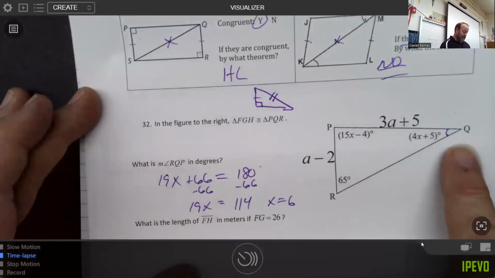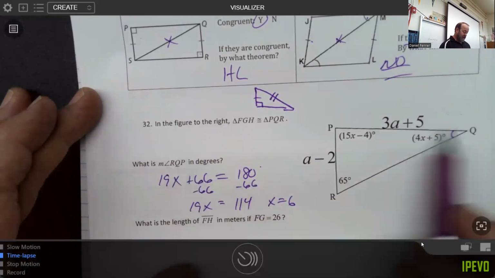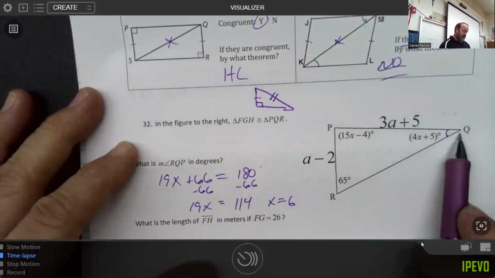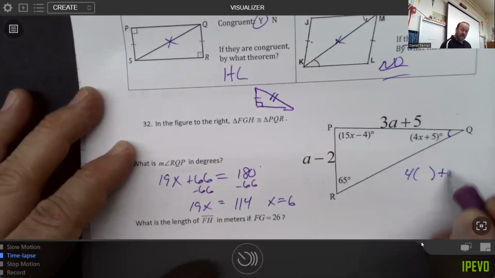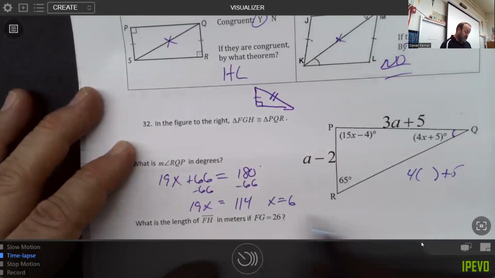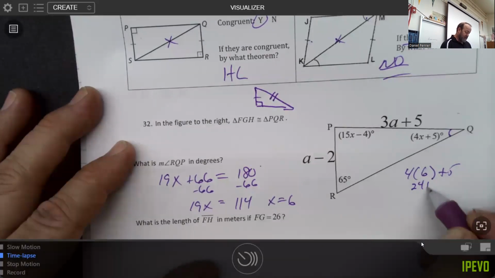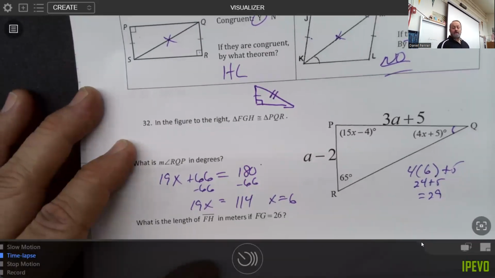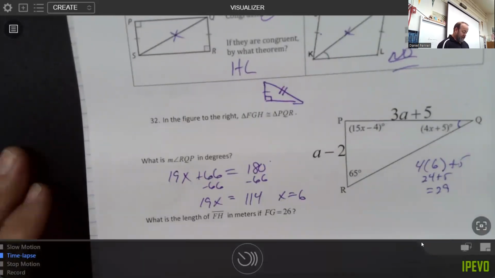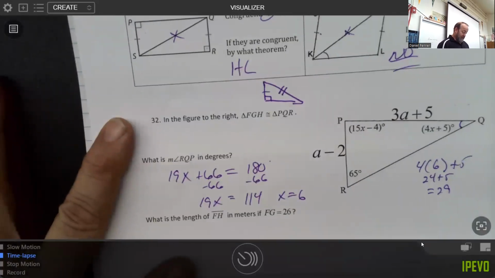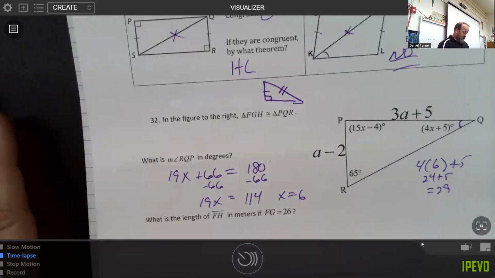And remember, that Q is my vertex, and it should be right in the middle. So that angle would be 4 of those x's plus 5, where we just determined that x was 6. So that would be 24 and 5, which makes 29. So the measure of that angle would be 29. And the last, what is the length of FH if FG, that's interesting, is 26?